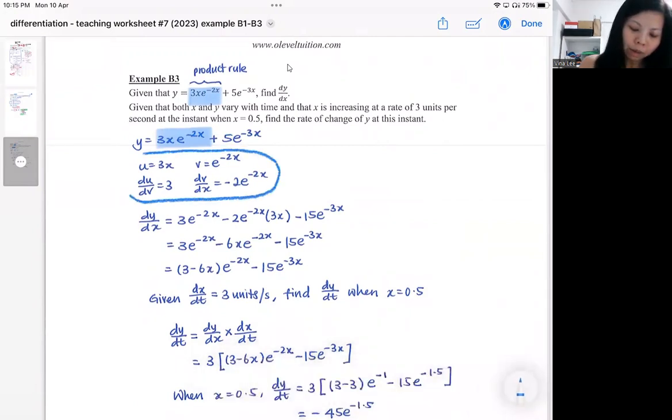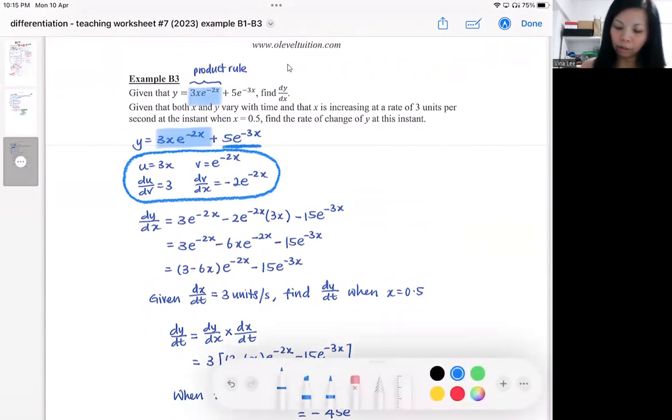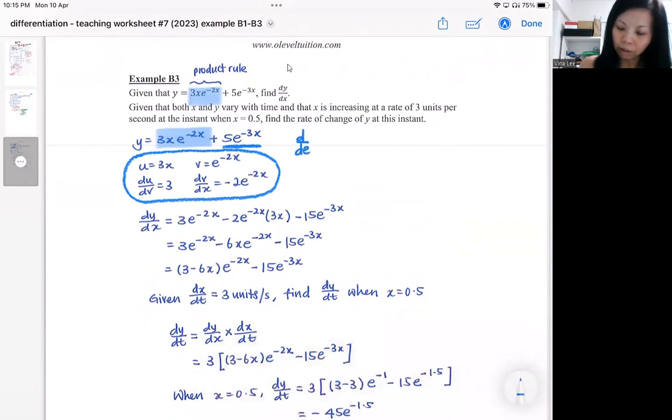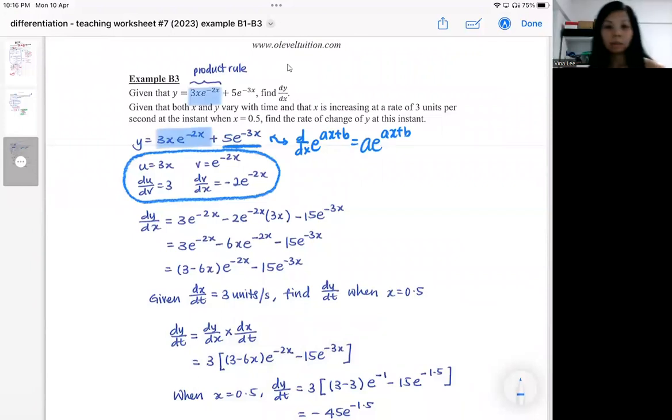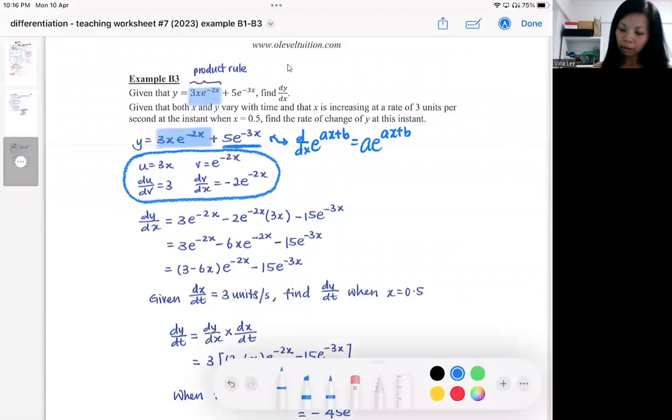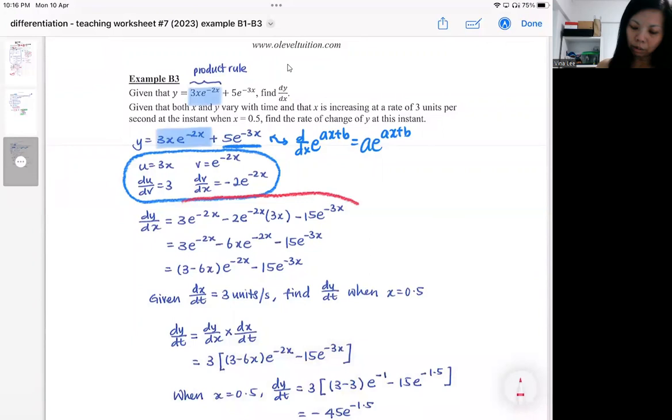So some of you will be thinking, like, one part is product rule, and then the second half here is just normal differentiation. The normal differentiation referring to this one. So you just differentiate, the normal differentiation of exponential is here, the ax plus b. So the first part is a product rule, the second part is the normal differentiation. So all in all, this is how you got to do the differentiation.